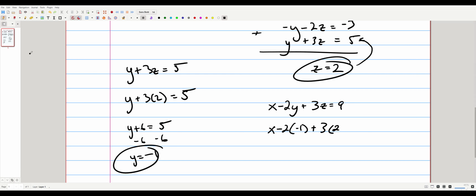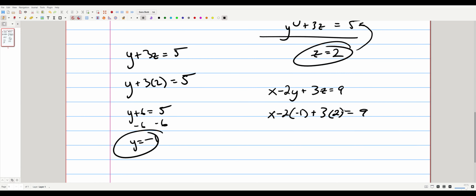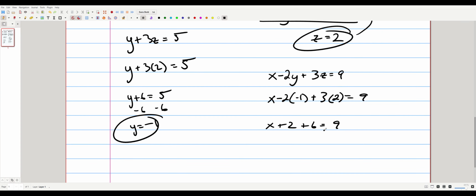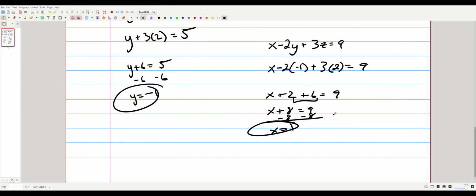Write that again so it doesn't look like a z. And multiply: x plus 2 plus 6 is equal to 9. We can combine these two. x plus 8 is equal to 9. Subtract 8 on both sides, and that gives us x is equal to 1. So the solution for this problem is the ordered triplet, because essentially we're working in 3 dimensions. And so x is equal to 1, y is equal to -1, and z is equal to 2.